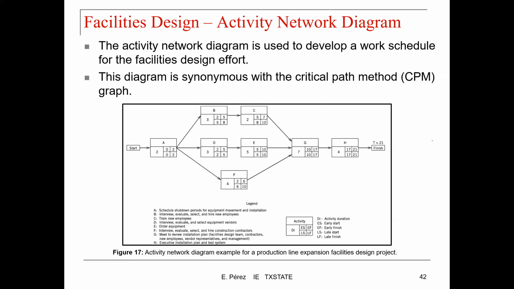In this example, we have the activity network diagram for a production line expansion facility design. The idea of the activity network diagram is to compute how long it is going to take you to complete that implementation, in this case. So from start to finish, this process is going to take you 21 time units.